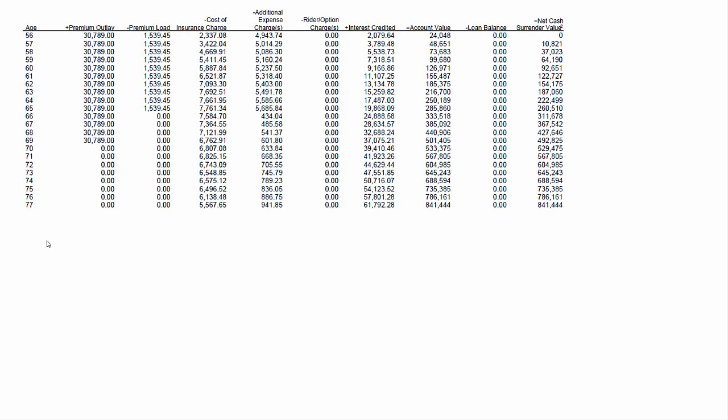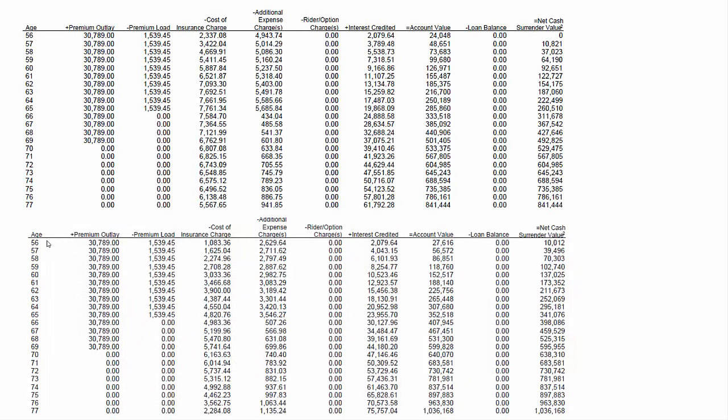So this is the exact same company, the exact same product. We're paying the exact same premium. You've got the top, you've got the bottom. This is a 55-year-old male, standard risk class. Okay, nothing special going on. We're paying $30,000 a year for 14 years.